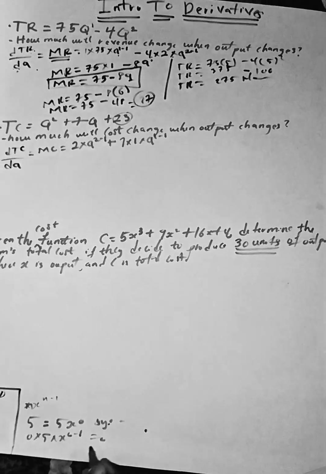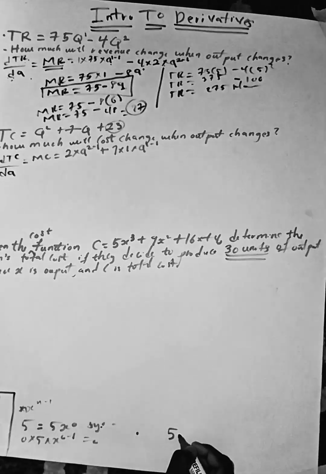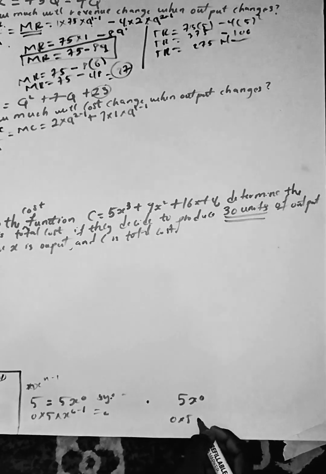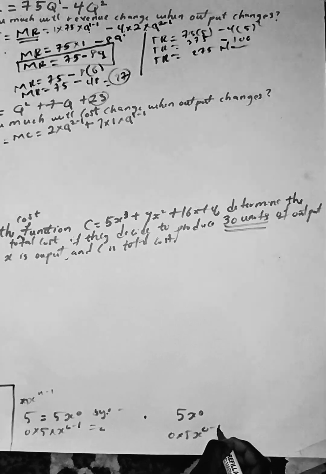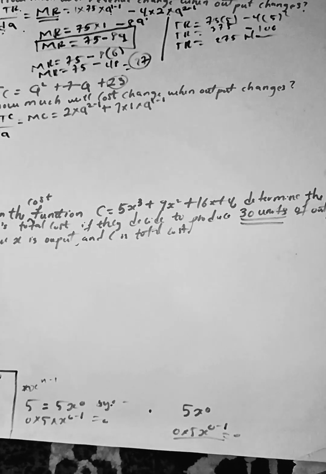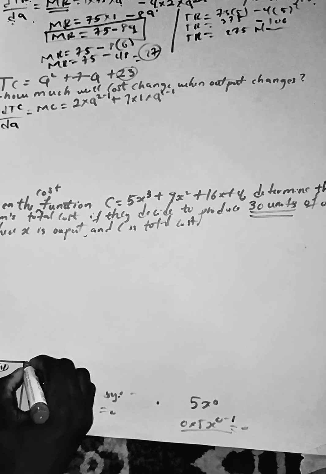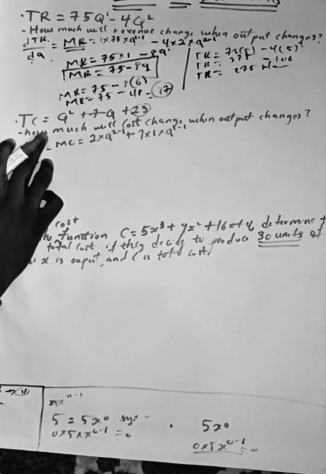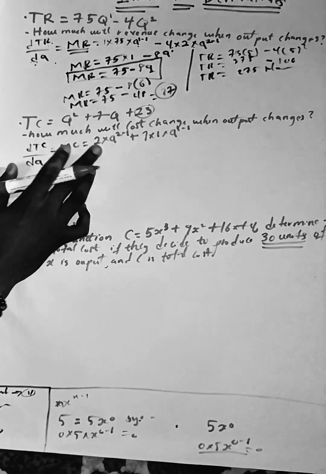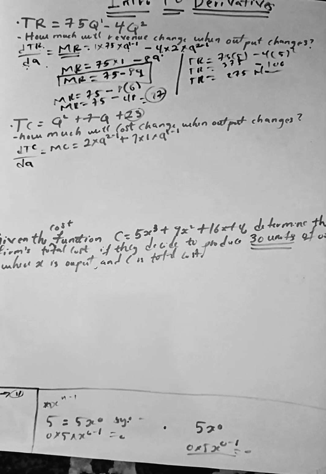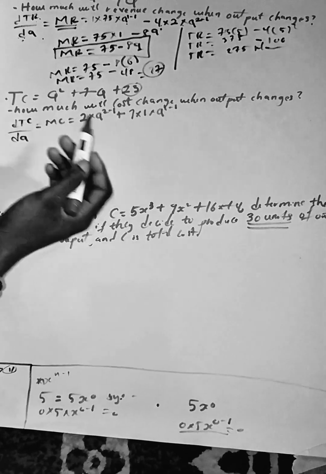Or the mathematical proof: you have 5 times x raised to power 0, 0 comes to the back, 0 times 5x raised to power 0 minus 1. That's always going to give you 0. So that's why the derivative of a constant is 0. So let's go back to the question. It says the firm's total cost function is q squared plus 7q plus 23. How much will the cost change when output changes? Very simple. We differentiate the function to get our marginal cost.